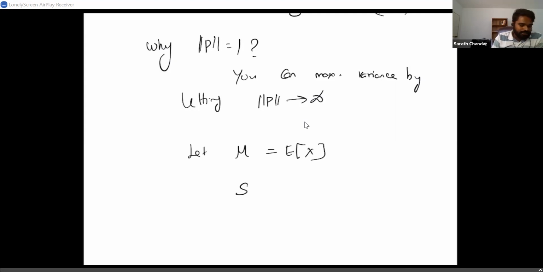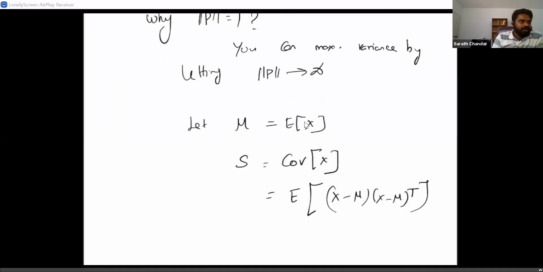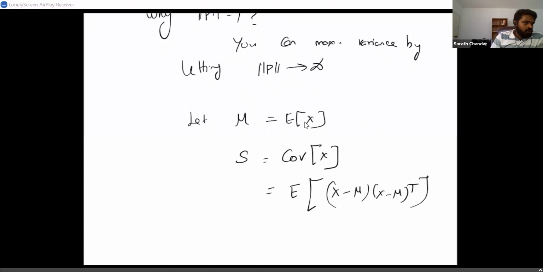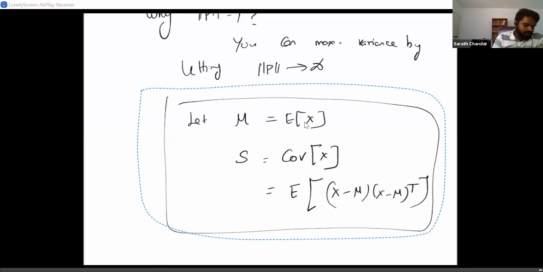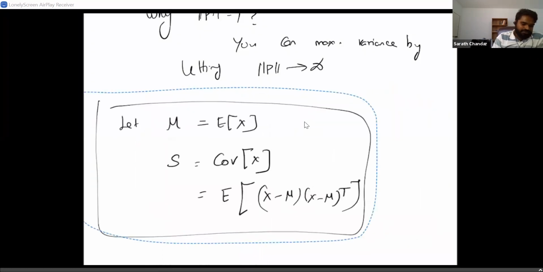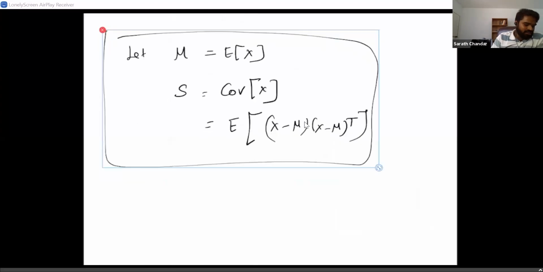Okay. Now let mu be the mean of the data, the expectation of X, and let S be the covariance of the data. The covariance is defined by the expected value of (X minus mu)(X minus mu) transpose. Now this is in the data space, so let me cut this so that we can compare it with the projected space.